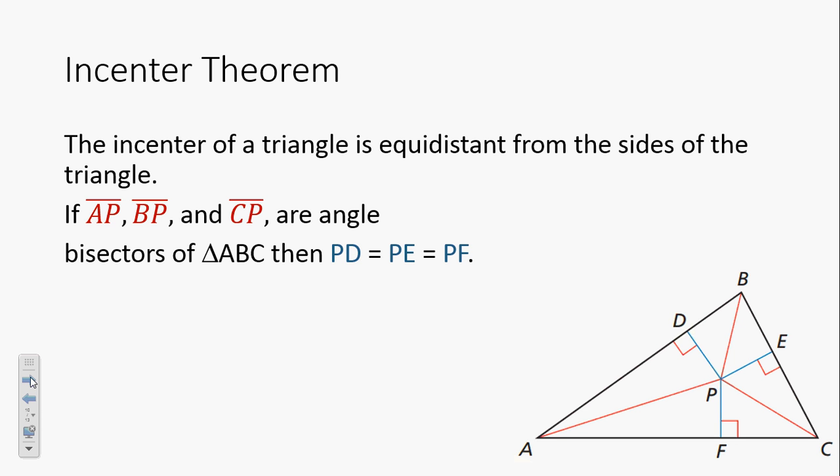So if segment AP and segment BP and segment CP are angle bisectors of this triangle, then the distance between P and D is equal to the distance between P and E is equal to the distance between P and F. And that distance is always the shortest distance to that line. The distance between a line and a point is the perpendicular distance to that line or that segment.